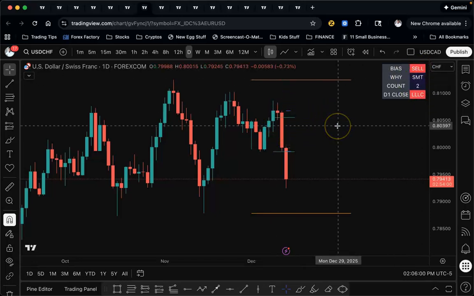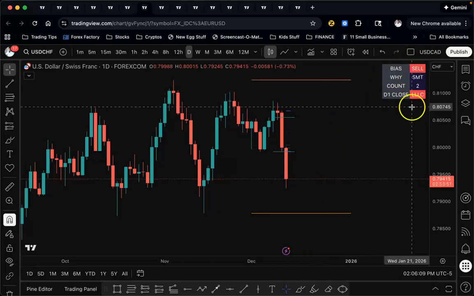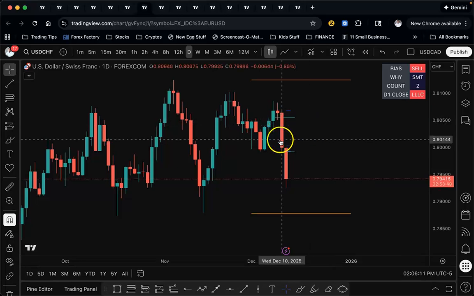If you follow ICT, you know what SMT is. Smart money tool, smart money technique. It's a reversal without a raid. And then it told me how the daily candle closed. So the candle yesterday closed lower low, lower close.